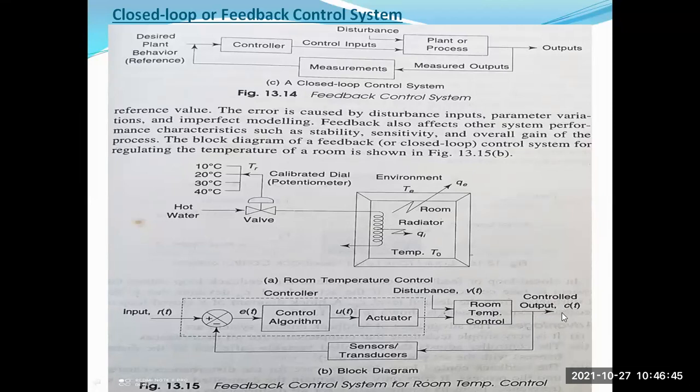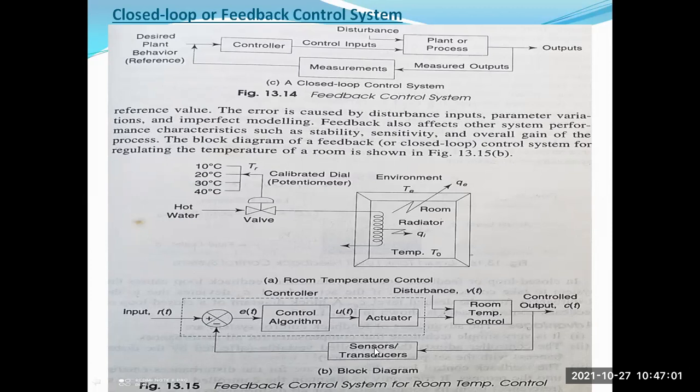Another one we want is the sensor transducer part. This is called the feedback loop. This feedback loop, that is the sensor transducer part, we have to connect here. This is connected to another one, that is the reference point or set point.